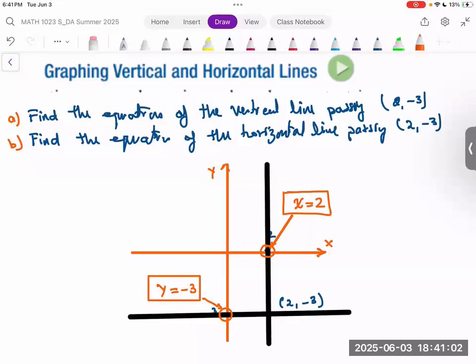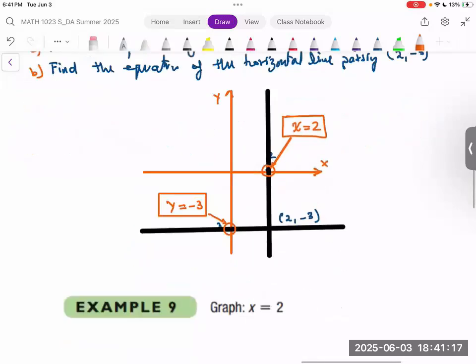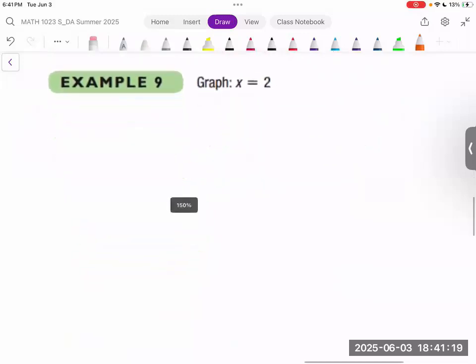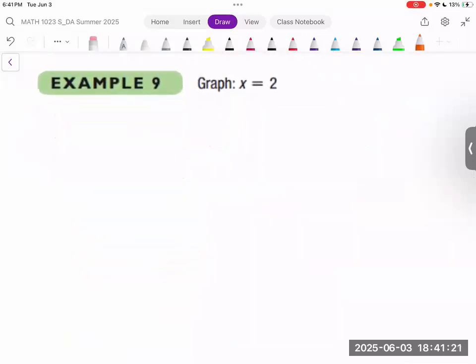Simple. Graph it, and the graph is going to tell you what the equation is. Even if I have an equation, I wouldn't use any other method. So let's graph x equals 2.